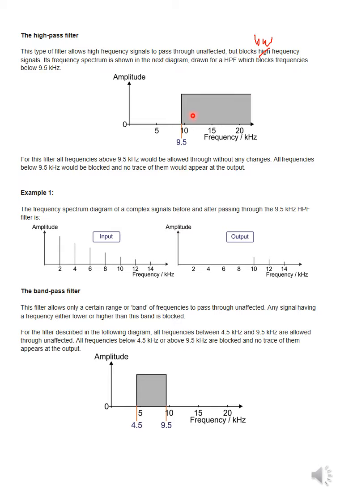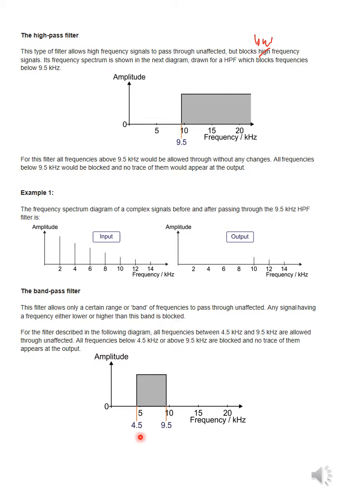The third example is the band pass filter. This filter allows only a certain range or band of frequencies. With a low pass filter and a high pass filter, you provide a certain frequency, and a low pass passes all the frequencies below it, and a high pass passes all the frequencies above it. But what if we want a certain band? Let's say I want to pass from 2 to 3 hertz and block the remaining. For that we have to use a band pass filter.